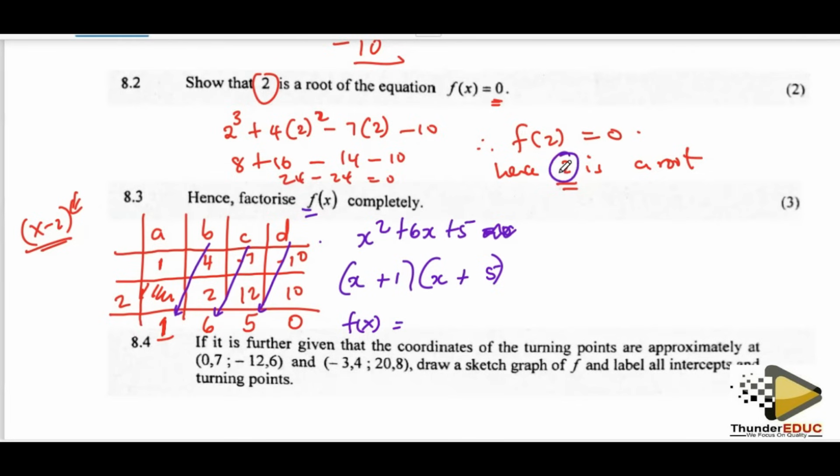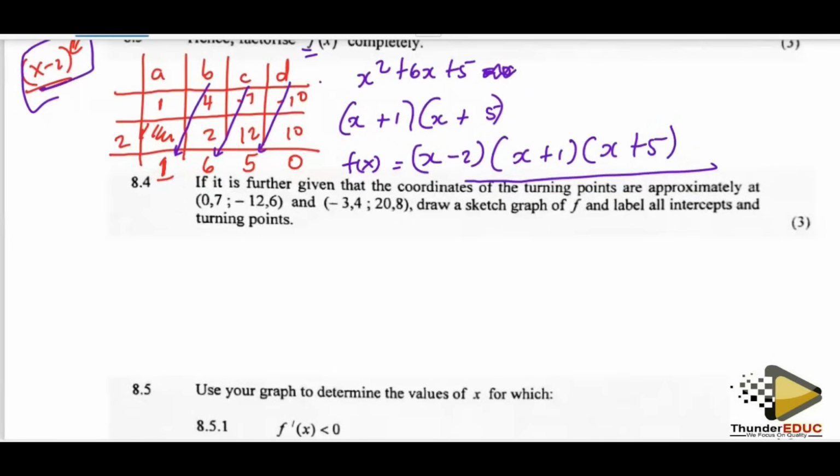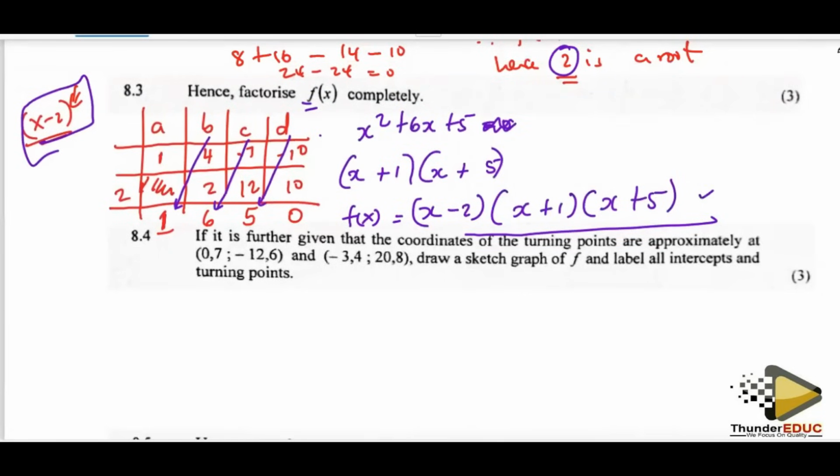Okay. So which means for me to factorize f completely, this first root can give me this factor of x minus 2. Okay, because x equals 2, move this that side, you get x minus 2. And then I can combine it with this, that is x plus 5. So I'll factorize that completely. Then if it's further given that the coordinates of the turning points are approximately this much, they want us to draw a sketch. Now with the sketch, we have the x-intercepts. Remember, roots are more like the x-intercepts. Then we have the y-intercept, which was the negative 10.